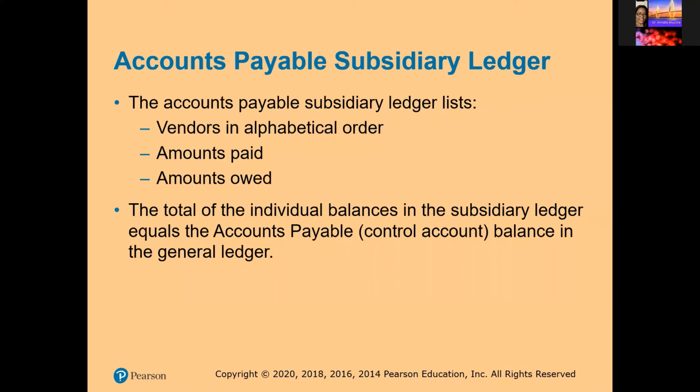To pay debts on time, a company must know how much it owes each supplier. Accounts payable in the general ledger shows only a single total for the amount owed on account. It does not indicate the amount owed to each vendor. Companies keep an accounts payable subsidiary ledger that is similar to the accounts receivable subsidiary ledger. The accounts payable subsidiary ledger lists vendors in alphabetical order, along with the amounts paid to the vendors and the remaining amounts owed to them. The total of the individual balances in the subsidiary ledger equals the accounts payable, or the control account balance, in the general ledger.